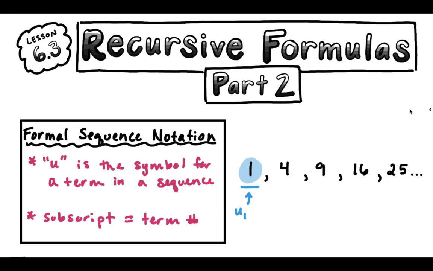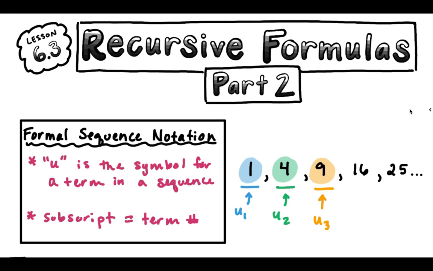Okay, then our second term is 4. So the symbol for 4 is going to be a little u and then with a subscript 2 to indicate that it's the second term. And I would pronounce that u sub 2. And 9 is our third term. So our symbol for 9 would be u sub 3. 3 for the third term.